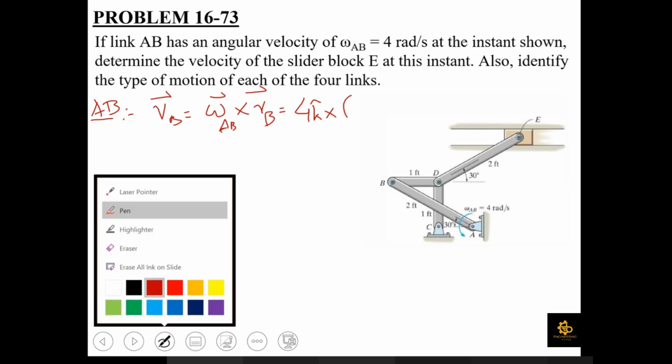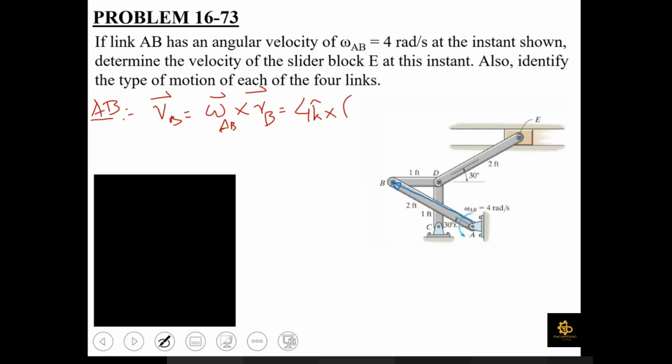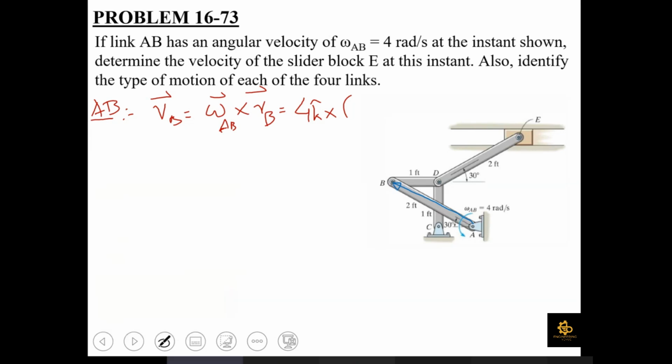What is this vector RB? The absolute position of B with respect to A. So this is the vector shown with a blue arrow. What should this vector be? Can you identify it? Yes, sir. -2 cos 30, 2 sin 30. So it is going to be -2 cos 30 I plus 2 sin 30 J, because this vector lies in the second quadrant, therefore it should have a negative X component and a positive Y component.